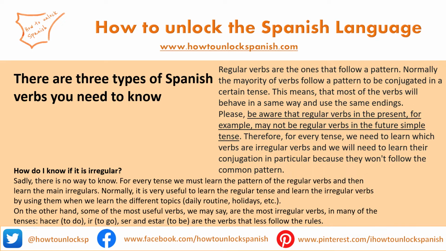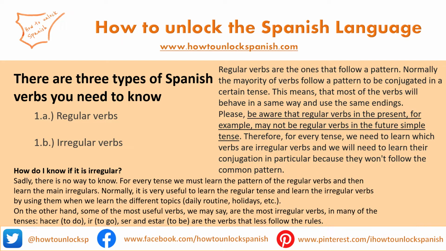So what's a regular verb? Regular verbs are the ones that follow a pattern. Normally, the majority of verbs follow a pattern to be conjugated in a certain tense. This means that most of the verbs will behave in the same way and use the same endings. Please be aware that regular verbs in the present, for example, may not be regular verbs in the future simple tense. Therefore, for every tense, we need to learn which verbs are irregular verbs, and we will need to learn their conjugation in particular because they won't follow the common pattern. They are a little naughty.